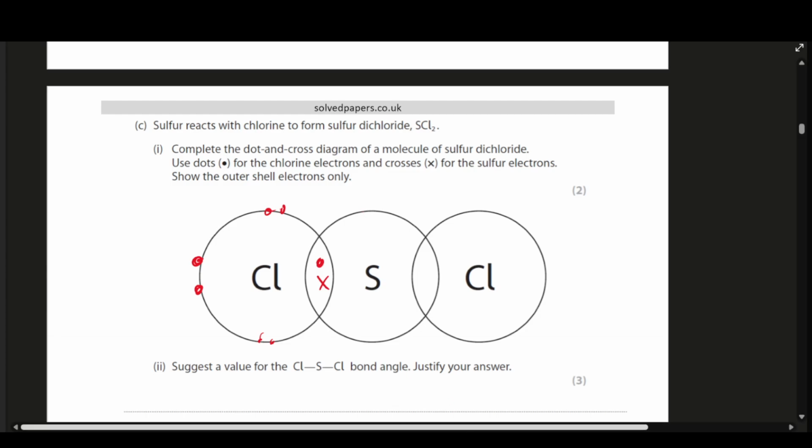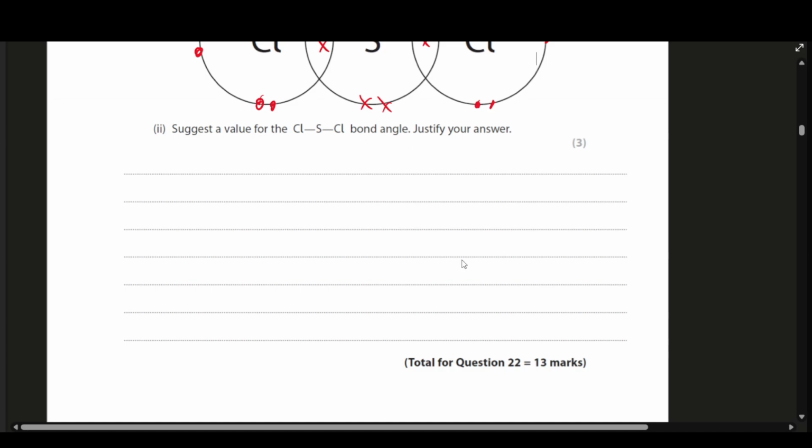So that's how we do it. And we also know that sulfur has 6 electrons in its outermost shell, so that would be like this. One will be shared here, and you just follow the steps right here, and there you go. You can see that 3 of the atoms have full outer shell electrons. Now suggest a value for the Cl-S-Cl bond angle. For this the bond angle would be 104.5.